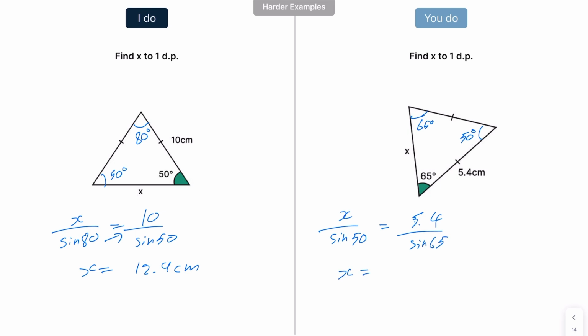So we have x is equal to sine 50. We're going to move the sine 50 over, times 5.4 over sine 65, which is 4.6 centimeters.